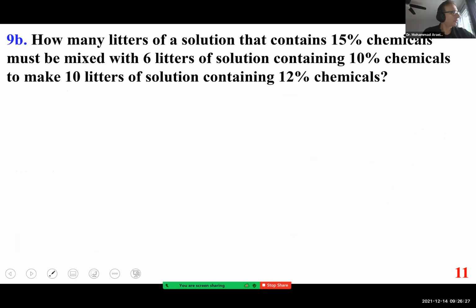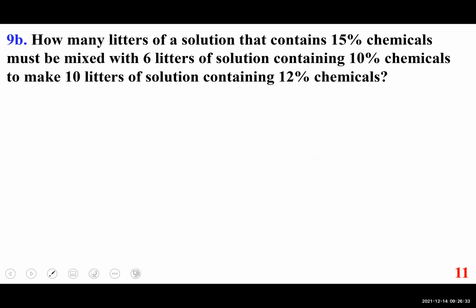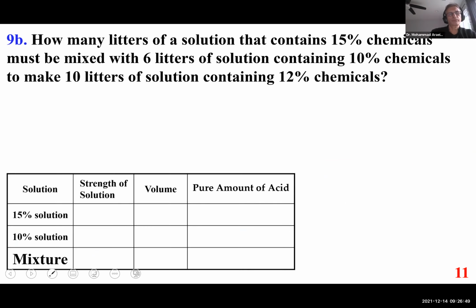Go ahead, could you read that, please? How many liters of a solution that contains 15% chemicals must be mixed with 6 liters of solution containing 10% chemicals to make 10 liters of a solution containing 12% chemicals? Perfect. We have the same situation in a sense that it is a mixture problem. We need a table.